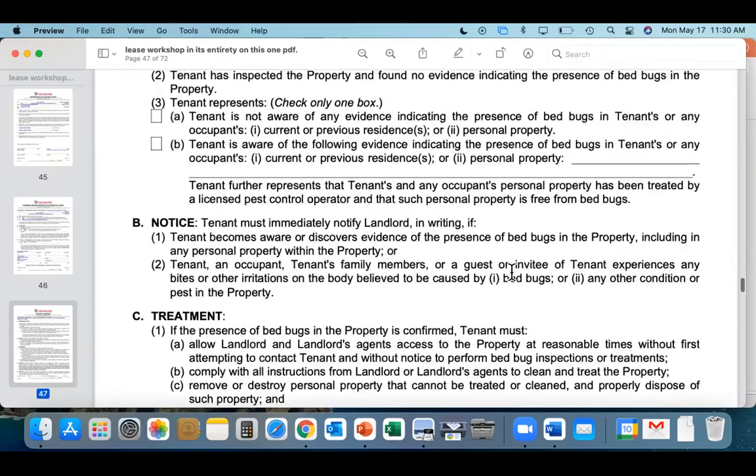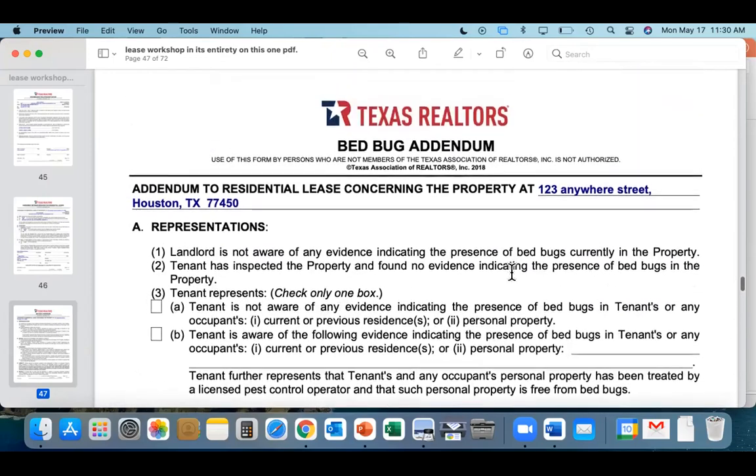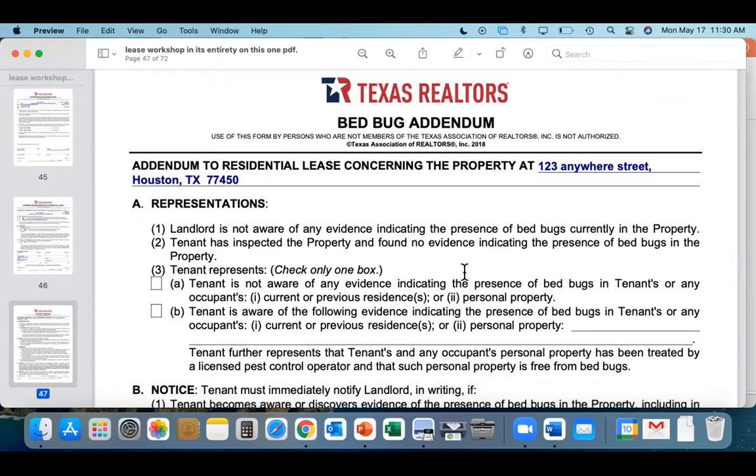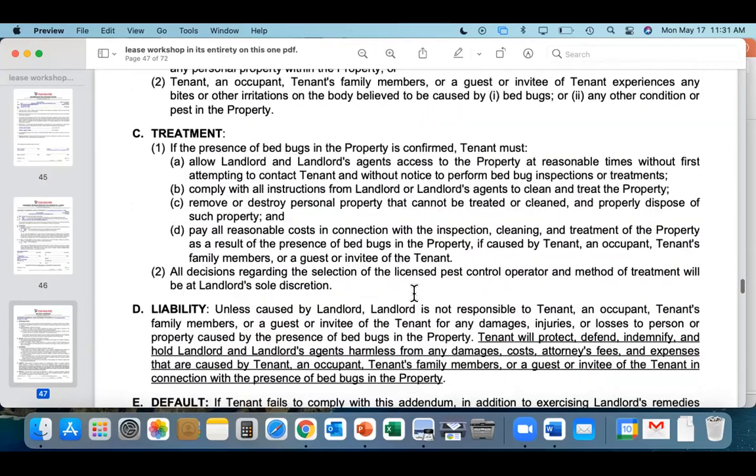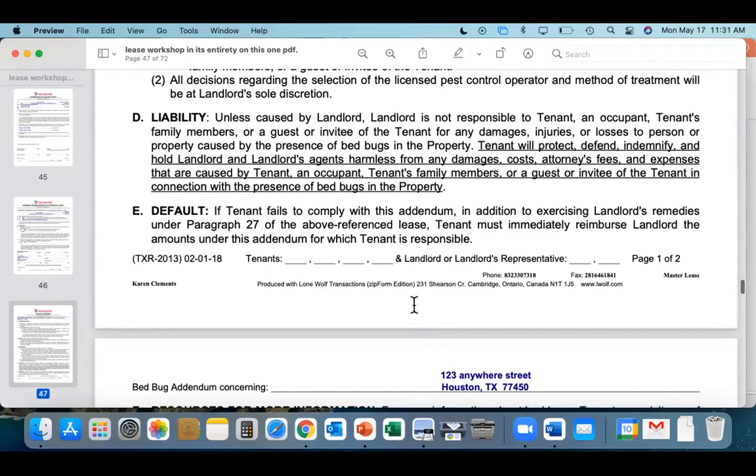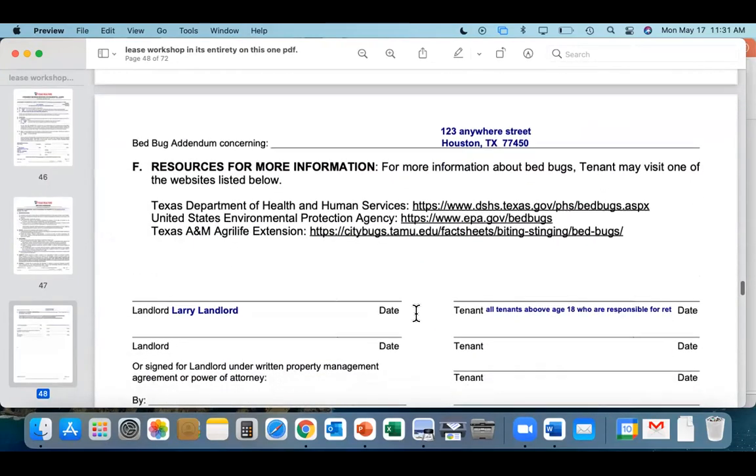I think it's up to the landlord if they want to require this, but this just states that the landlord's not aware of any evidence indicating the presence of bed bugs. Yeah. And then they all have to mark whether they're aware of bed bugs or not. It's not widely used, but it's there.